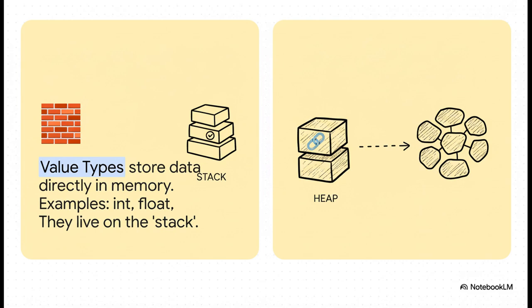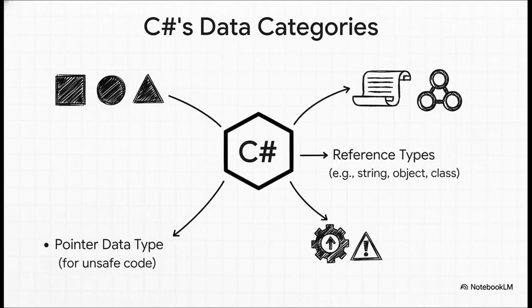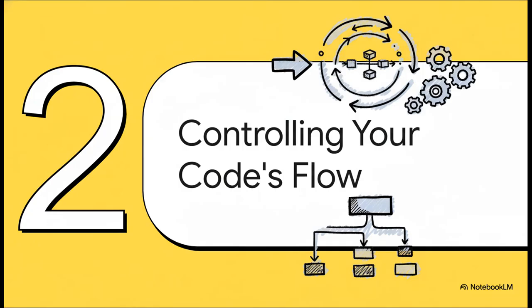And trust me, this isn't just academic nonsense. Understanding this is crucial for performance and avoiding some really nasty bugs. So, to wrap that up, C# basically sorts its data into three main buckets. You've got your value types, like numbers and characters. Then you have reference types, like strings or any custom class you build. And then there's this third category, pointer data types, but that's for special, unsafe code, a whole other can of worms for another day.